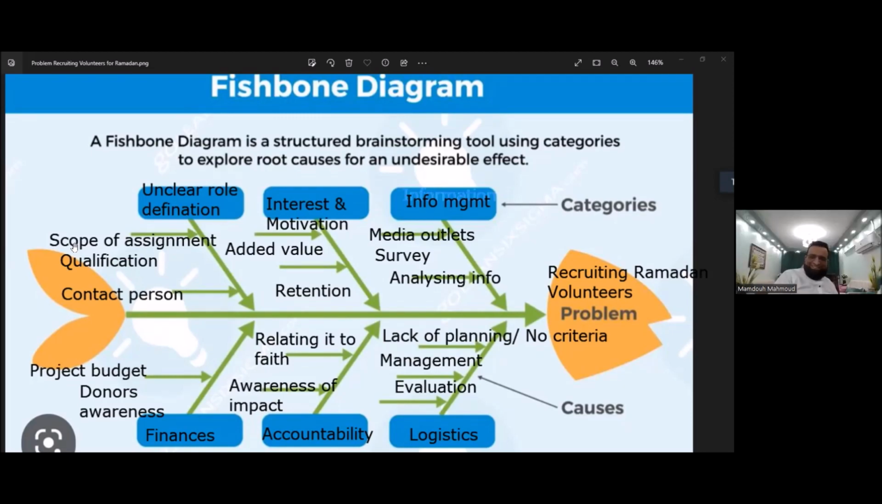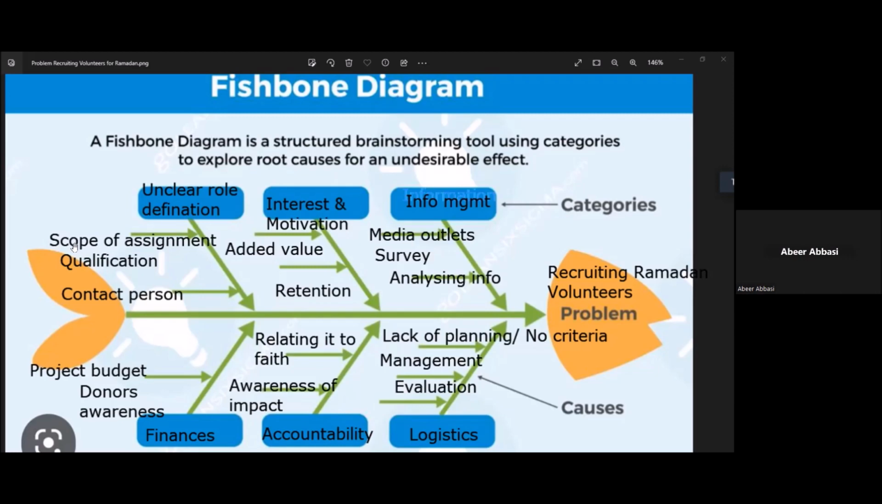Go ahead. I would say retention, linking it to faith, and management. Which one is the second one? Relating it to faith under accountability. Okay, under accountability. So one under accountability, which is relating it to faith. One under interest and motivation, which is retention, right? And what is the third one? The third is under logistics, management. Management. Okay. Who else? Thank you, Abir.